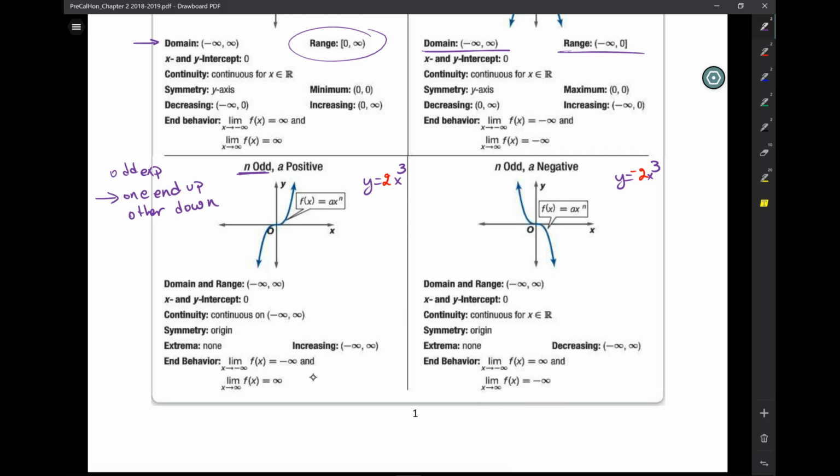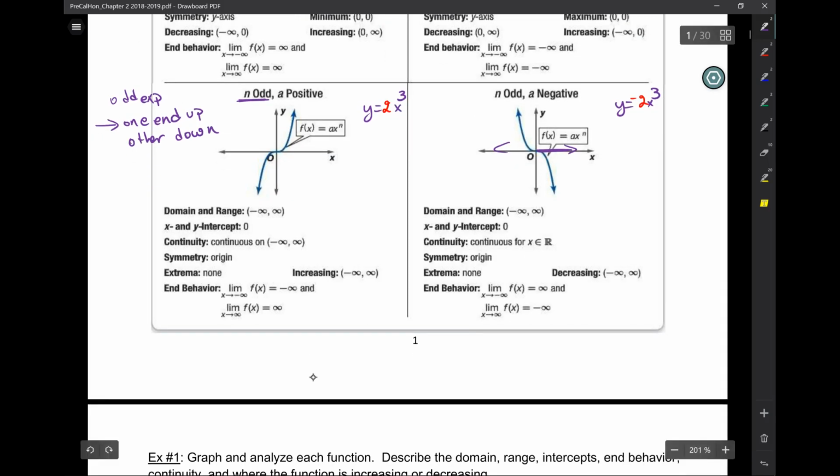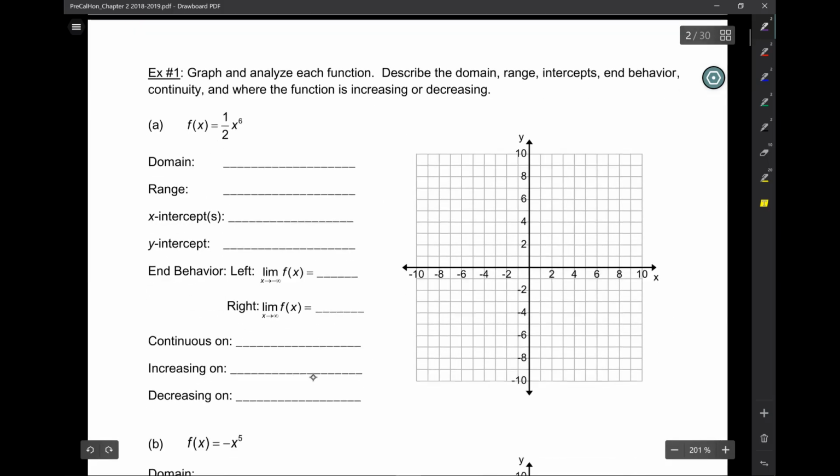And then for the other one, it's opposite, right? If you have negative 2x to the power of 3, for positive x values, the y value will be negative. For negative x values, y values will be positive. Okay? Domain and range are all reals for these. Okay, so that's that. All right, let's do a couple here.